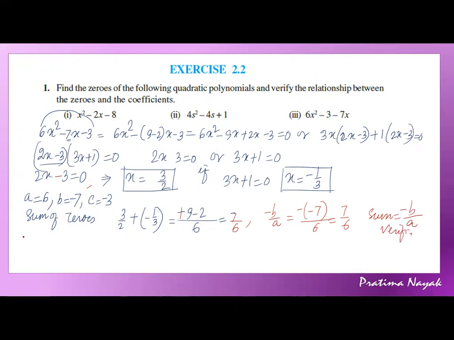Next, coming to product. Product is equal to how much? 3 by 2 into minus 1 by 3. That will be minus 1 by 2. Now come for c by a. c is equal to minus 3, a is equal to 6. So this will be minus half. So product is equal to c by a, verified.